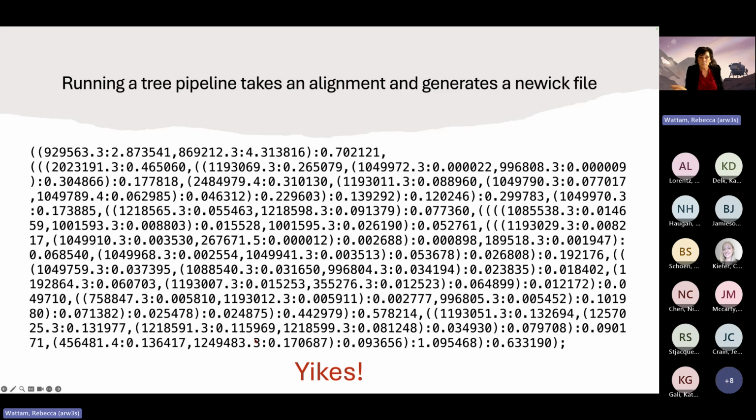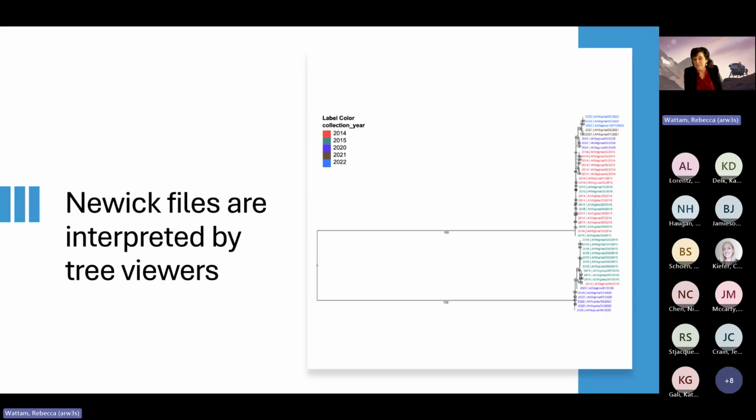So I don't know about you. Can you figure out what this tree looks like by looking at this? No, of course you can't. This is supposed to be read by a computer, not by the human eye. So you have to feed this thing into a visualizer, and it will spit out something like this that we all can read.